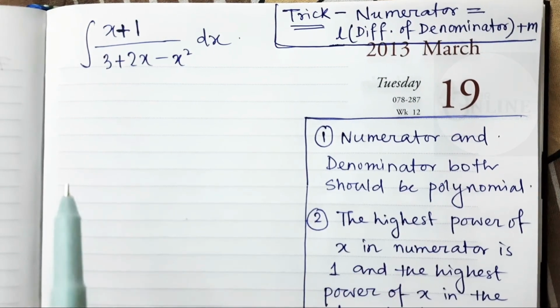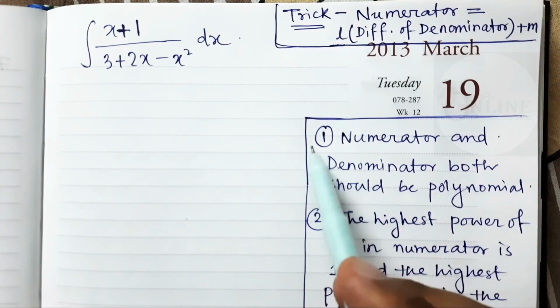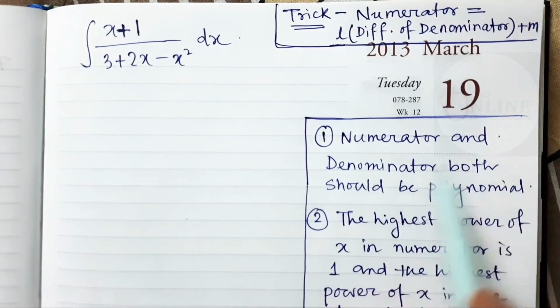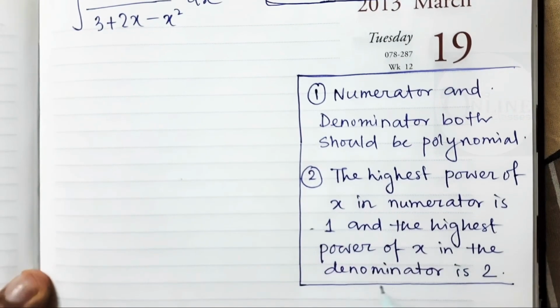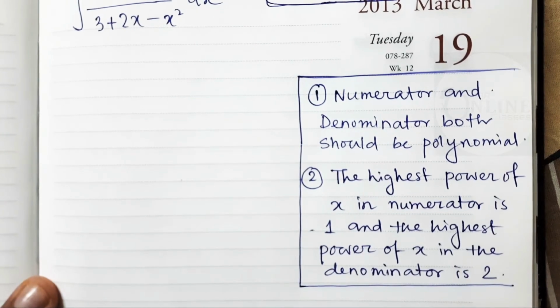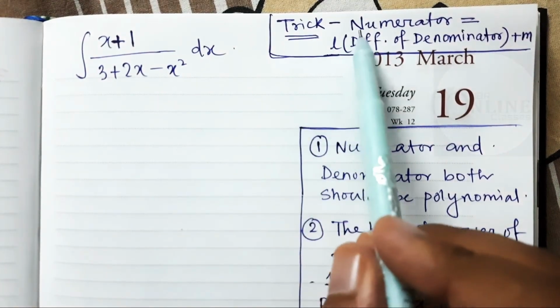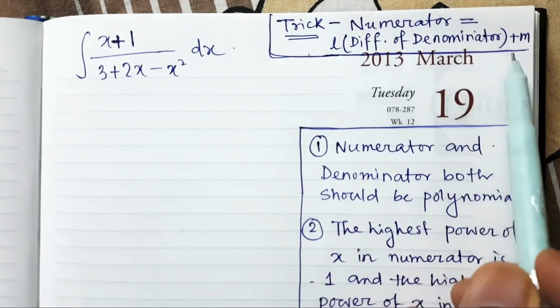So the first criterion for using this trick is that the numerator and denominator should both be polynomial functions. Number two is that the highest power of x in the numerator is 1 and the highest power of x in the denominator is 2. These two criteria should be satisfied. Then you can use the trick. The trick is the following: the numerator is equal to L into the differentiation of the denominator plus m.